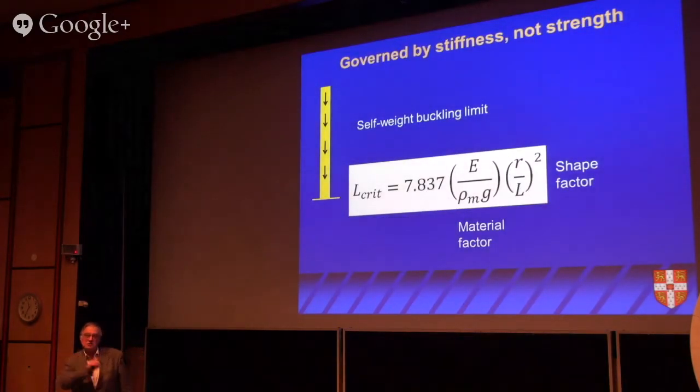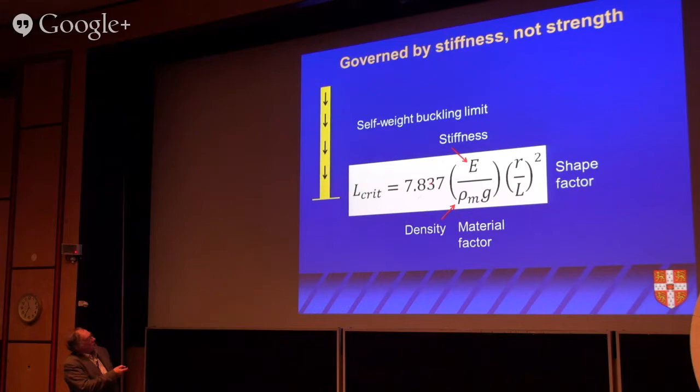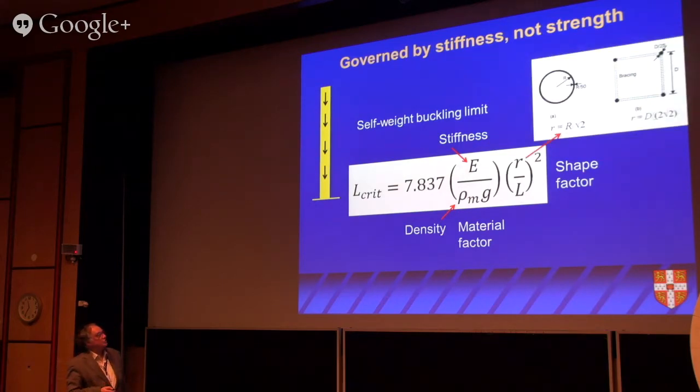And the point about this, and this is something I did want to get over, is that this is not governed by strength. It's governed by stiffness. This would buckle under its own weight. And the governing parameter for this, you can non-dimensionalize it, is this ratio of Young's modulus to the density of the material. And that's a ratio that you have almost no control over. The range of that ratio for virtually all materials is in the range of 2 or 3. So it doesn't change very much as your materials change.